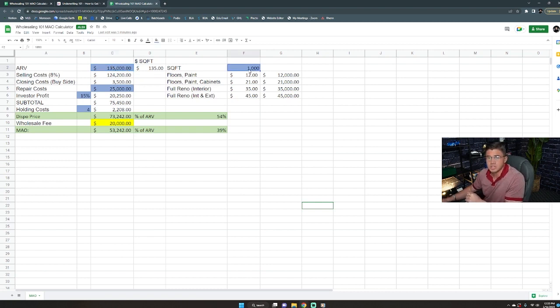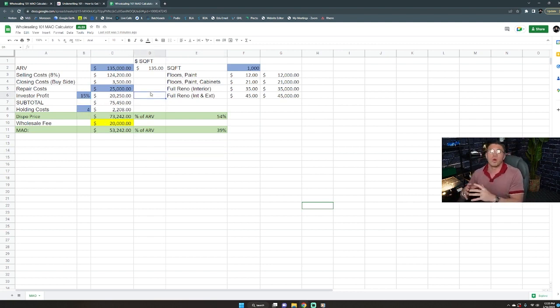Next thing you'll change is the square footage, and here's how we're going to estimate the repair costs. I'll cover this in a second. We're going to pull the information from here to actually get the repair costs into your formula, investor profit, and holding costs. So let's go from top down and explain what we're doing here.